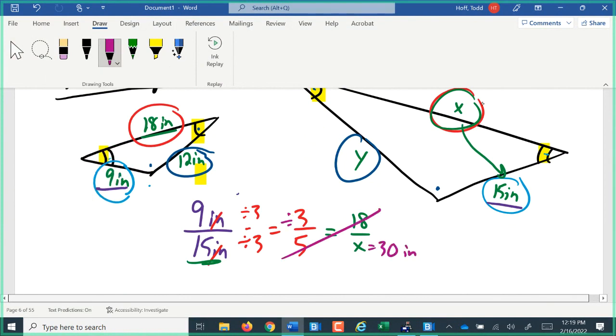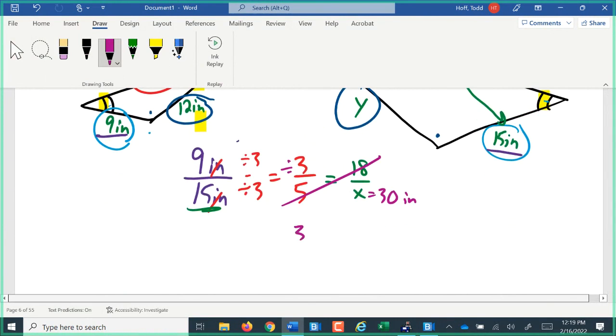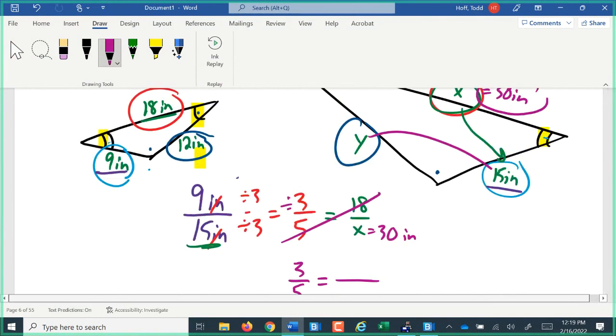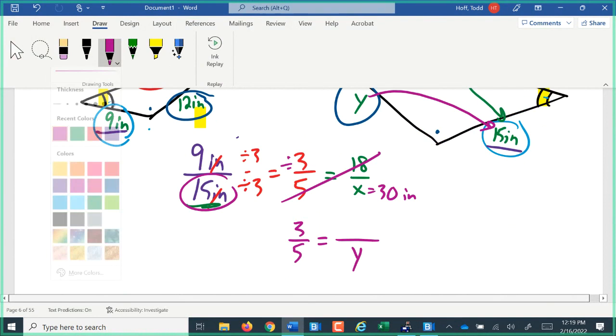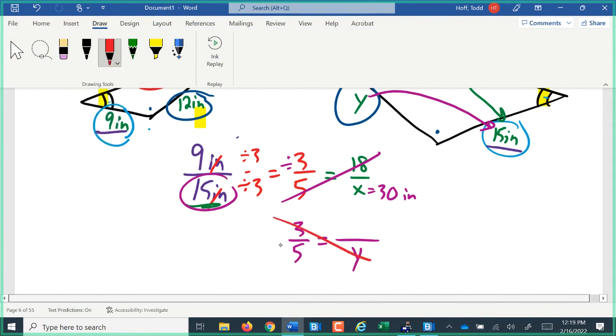And we can do the same process to find Y. We still have that 3 to 5 relationship of sides. Y also comes from the same triangle as the 15, so since 15 was on bottom, we put Y on bottom. And again, we cross multiply and divide. Oops, I have to put the 12 up top here, sorry. 3 times Y and 5 times 12 have to be equal. 5 times 12 is 60 divided by 3 gives us 20 for Y.